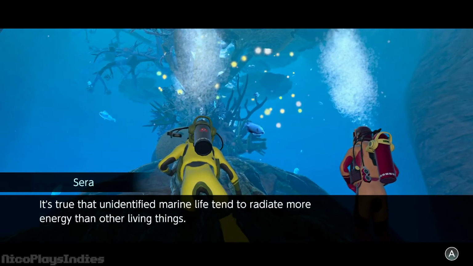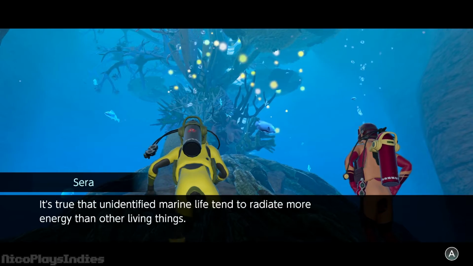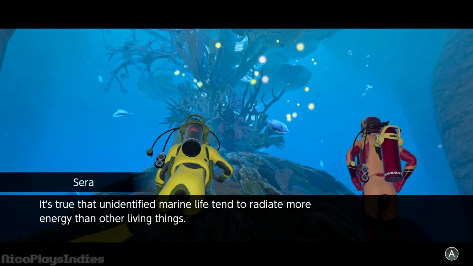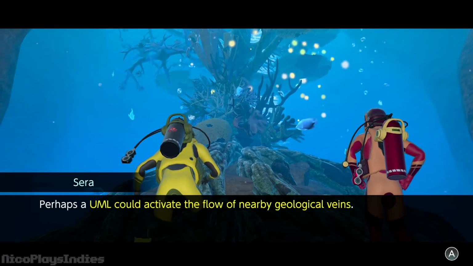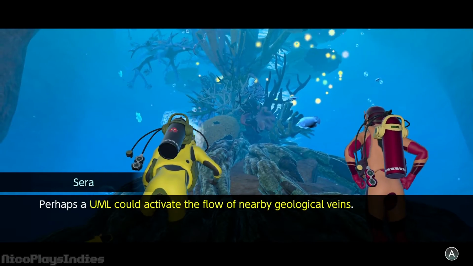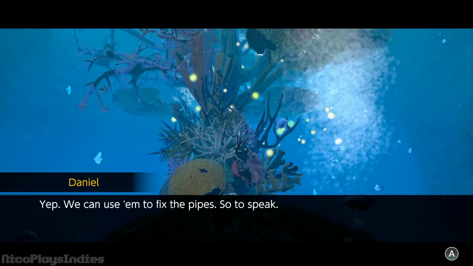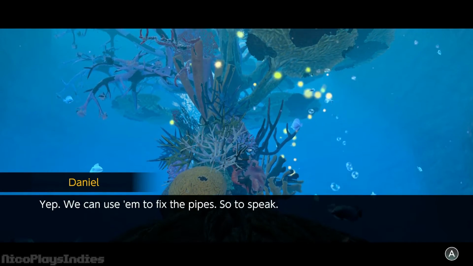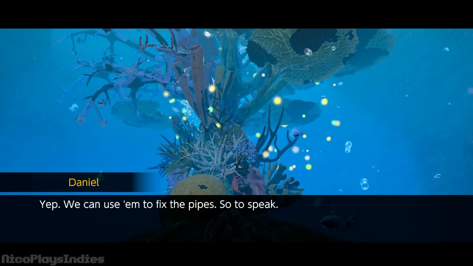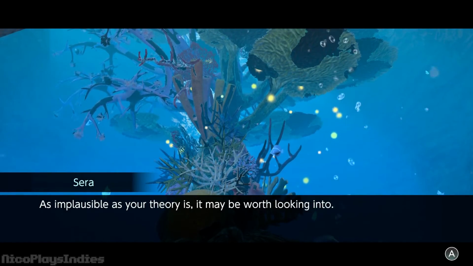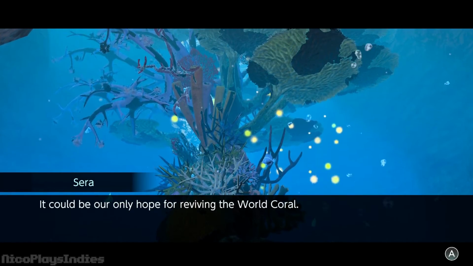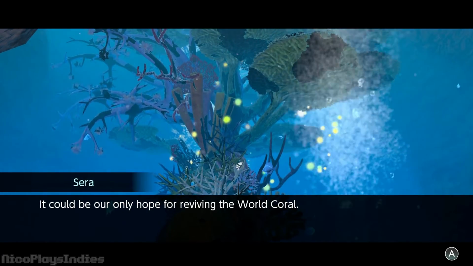It's true that unidentified marine life tend to radiate more energy than other living things. Perhaps a UML could activate the flow of nearby geological veins. As implausible as your theory is, it may be worth looking into. It could be our only hope for reviving the world coral.